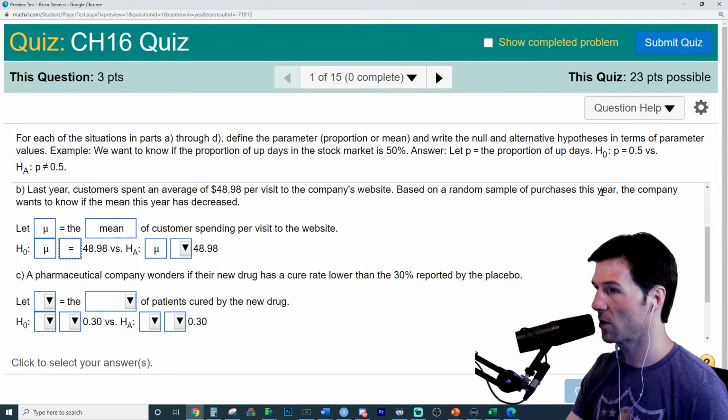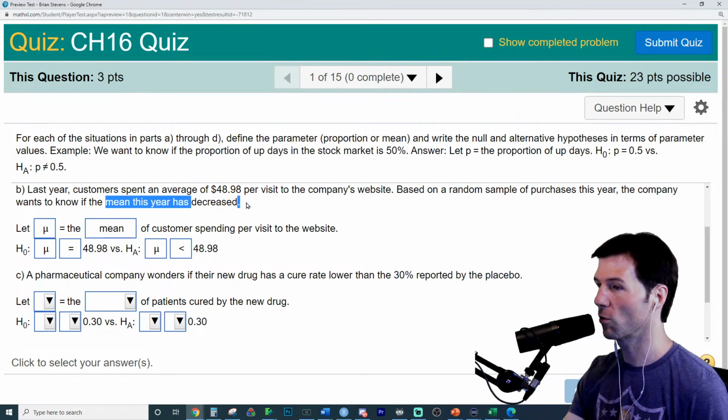Based on a random sample purchase this year, the company wants to know if the mean this year has decreased. That is their question, and they're asking, has the mean decreased? And just look at this right here. Has the mean decreased? Great job, Elizabeth.